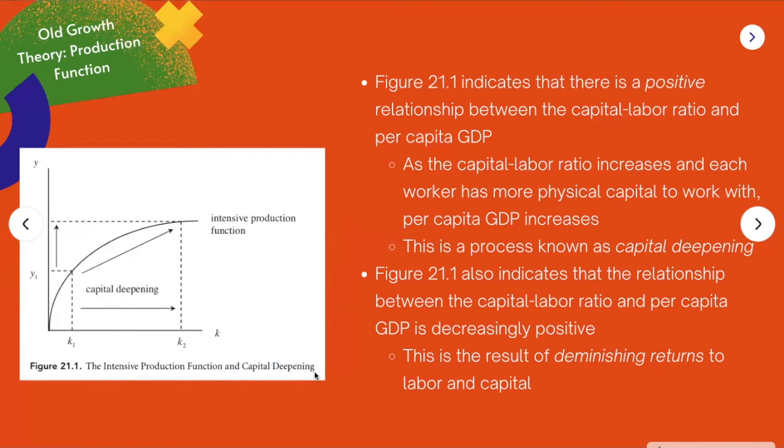This figure also indicates that the relationship between the capital-labor ratio and per capita GDP is decreasingly positive. How do you know that it is decreasingly positive? You can see it from the slope. The slope on the graph becomes flatter and flatter as it increases right here. You can see here it becomes more flat. And this is the result of the diminishing returns to labor and capital.